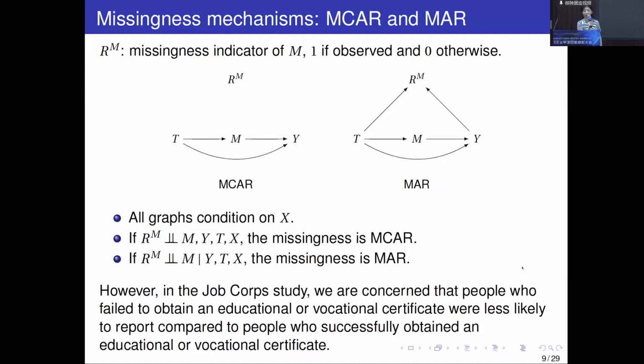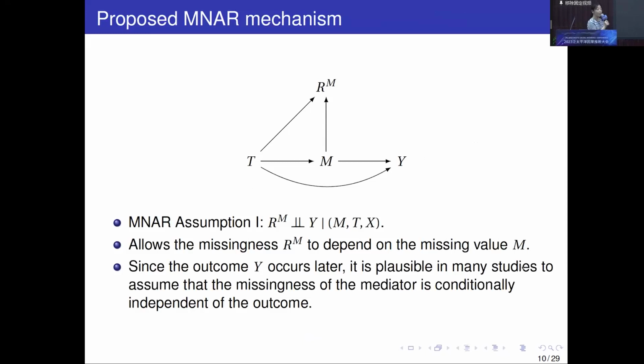However, as we mentioned in the Job Corps study, we are concerned that people who failed to obtain an educational or vocational certificate were less likely to report compared to people who successfully obtained one. And therefore, we're worried that there might be an effect from M to R_M, which creates non-ignorable missingness. Okay, now here is a proposed MNAR mechanism. We allow the missingness R_M to depend on the missing value M itself. But because the outcome Y occurs later, it's plausible in many studies to assume that the missingness of the mediator is conditionally independent of the outcome given M_T and X. So this motivates the following MNAR assumption 1, which assumes that R_M is independent of Y given M_T and X.